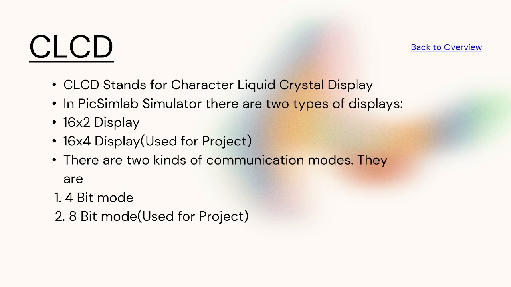There are two kinds of communication modes: 8-bit mode and 4-bit mode. The 8-bit mode is used for a project, and the 16 cross 4 display is used in projects. The 16 cross 2 LCD display is a basic module commonly used in circuits. It is very commonly used.